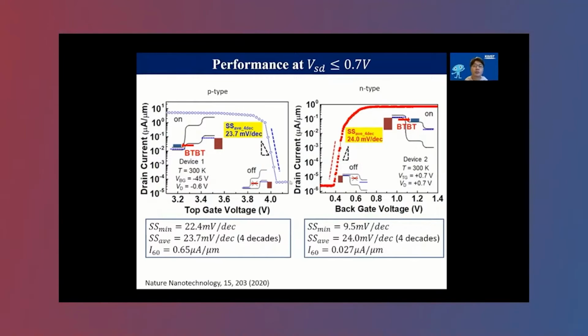This is the first demonstration of the TFET, both N-type and P-type. Previously there was no P-type TFET that shows subthreshold swing below 60 millivolts per decade over 4 decades of current. And also, I60 close to the desired value.